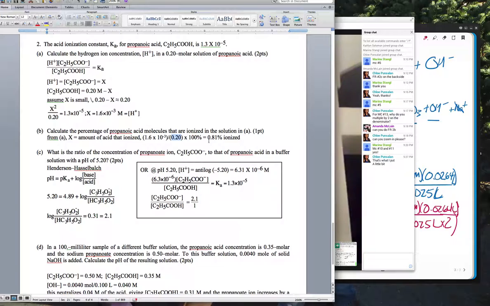So that's all they were looking for. It might have felt kind of confusing, but once you get that H plus concentration or the OH minus concentration, whatever it is, and divide it by the original concentration, that's it. That's all you have to do. You'll probably have to do that on the test tomorrow morning as well.